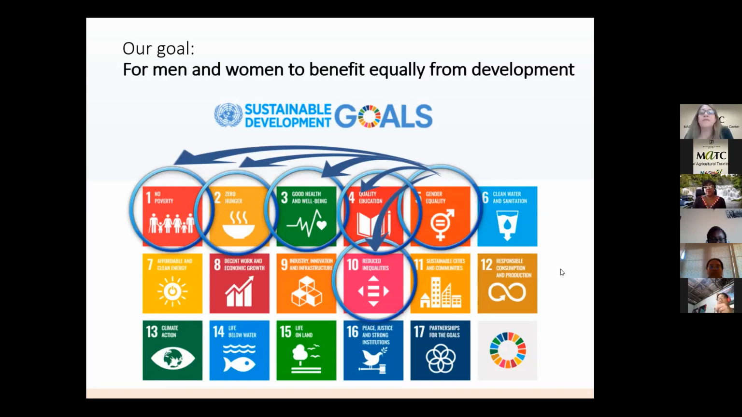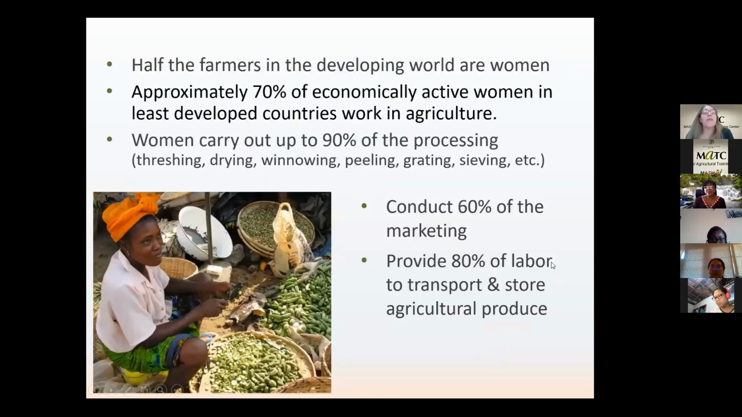If that isn't enough of a reason, let me share some more facts with you. Half of the farmers in the developing world are women. Approximately 70% of economically active women in least developed countries work in agriculture. Women carry out up to 90% of the processing, threshing, drying, winnowing, peeling, grading, sieving, and so on. And they conduct 60% of the marketing. They provide about 80% of labor to transport and store agricultural produce.